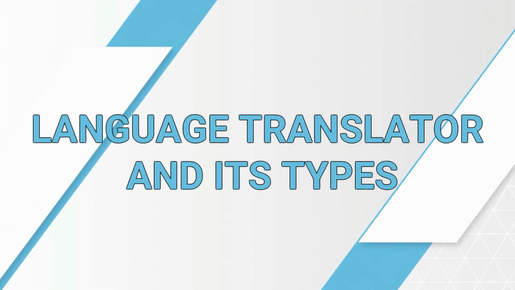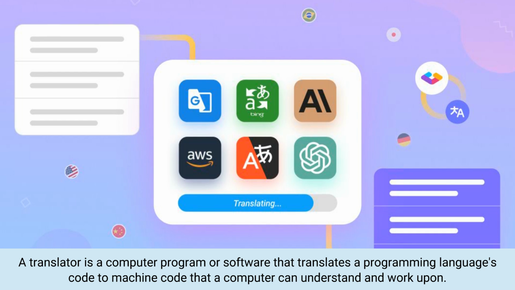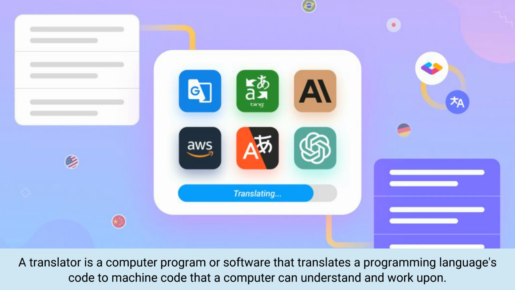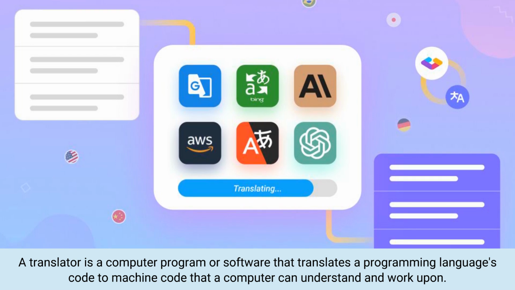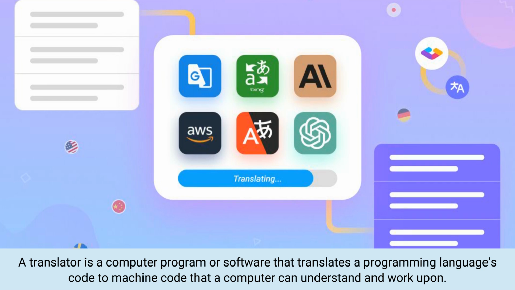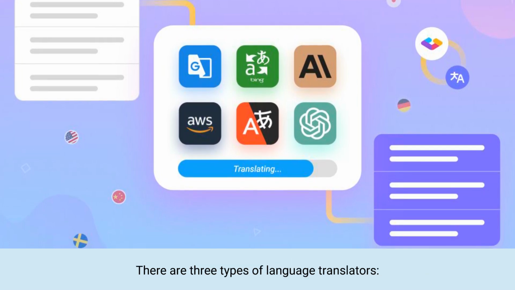Language translator and its types. A translator is a computer program or software that translates a programming language's code to machine code that a computer can understand and work upon. There are three types of language translators.